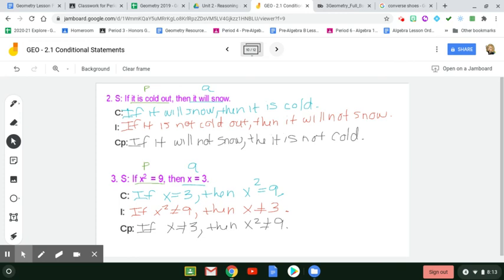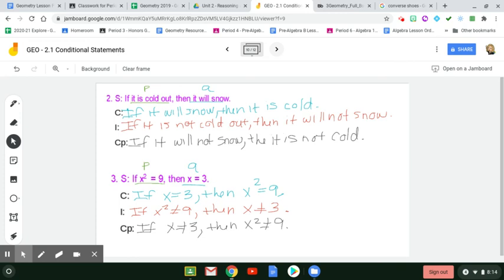All right, now I'm going to negate. If angle A is not supplementary to angle B, then they are not adjacent. So there is your inverse.